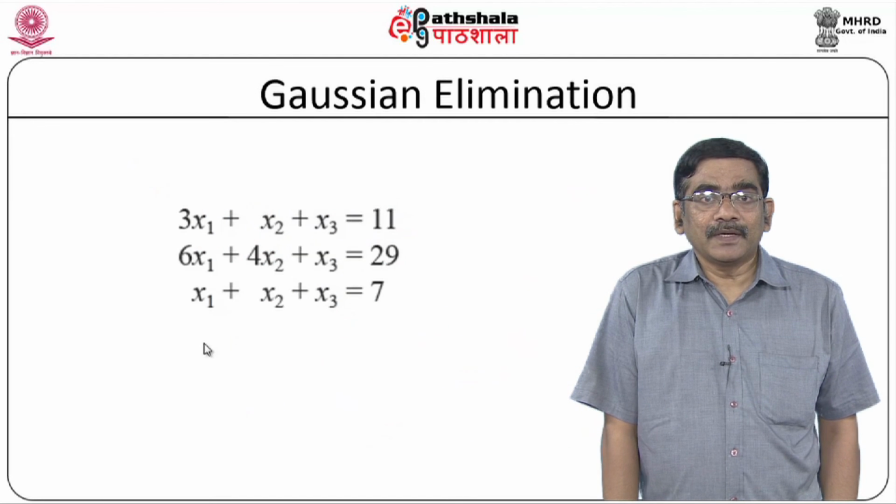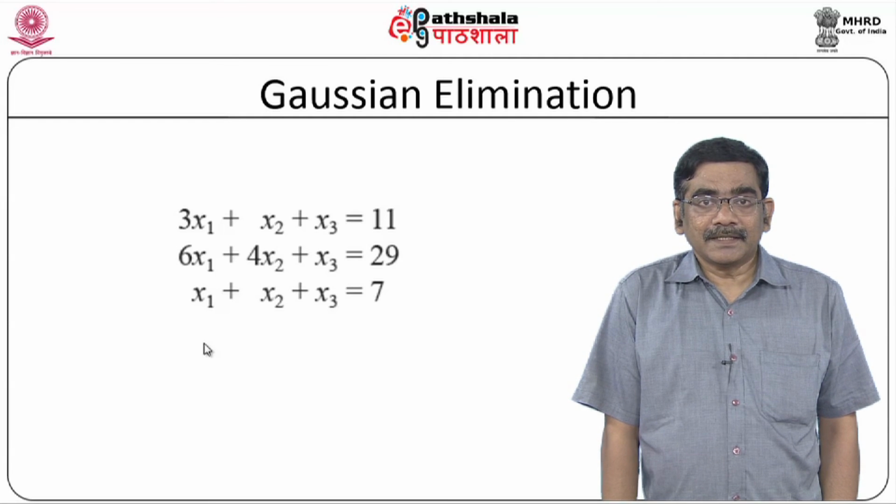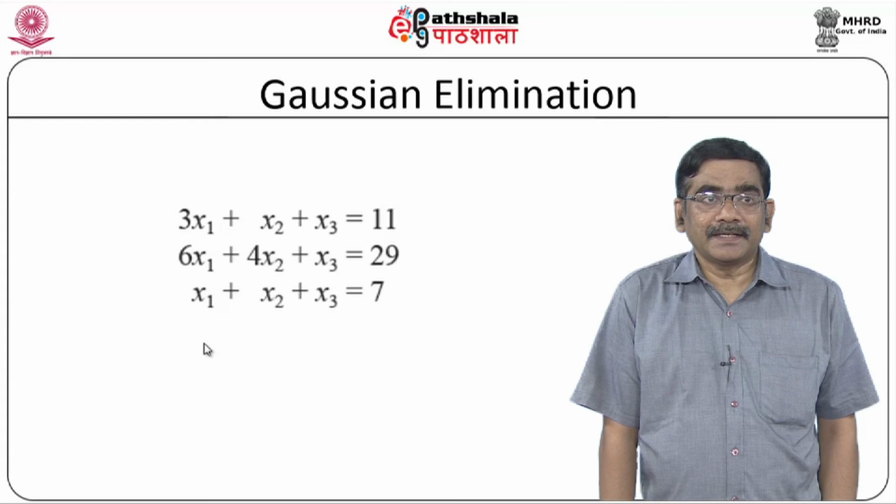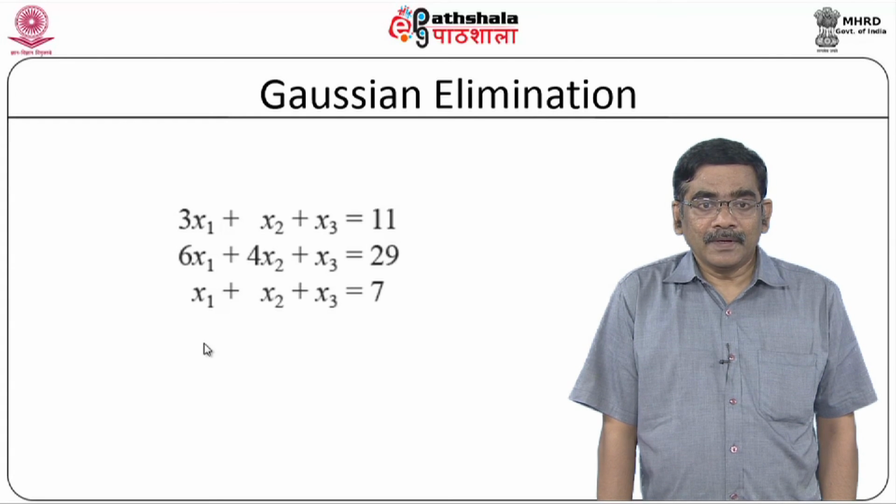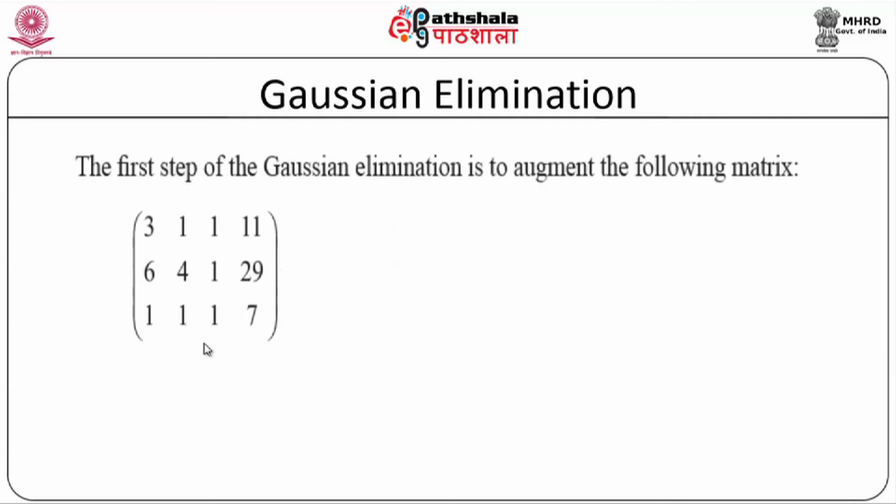So, we will take one numerical example to illustrate this. Let us assume that we are given 3 equations with 3 unknowns like this. Now you can see that the first step of the Gaussian procedure is to augment. The matrix A is going to be 3 1 1, 6 4 1 and 1 1 1, and matrix B is going to be 11, 29 and 7.